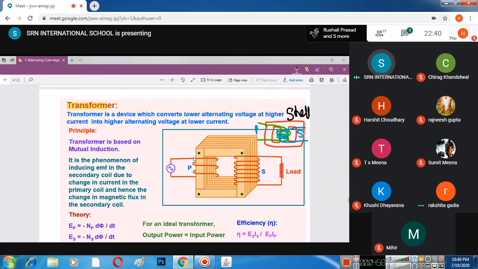Okay, and this, sir, which one is more advantageous? But let me finish it.